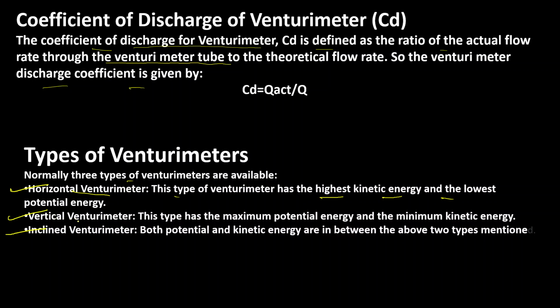Vertical venturimeter has the maximum potential energy and the minimum kinetic energy. And in the inclined venturimeter, both potential and kinetic energy are in between the above two mentioned.